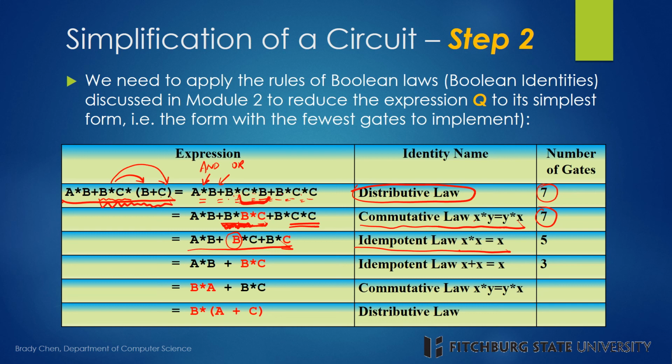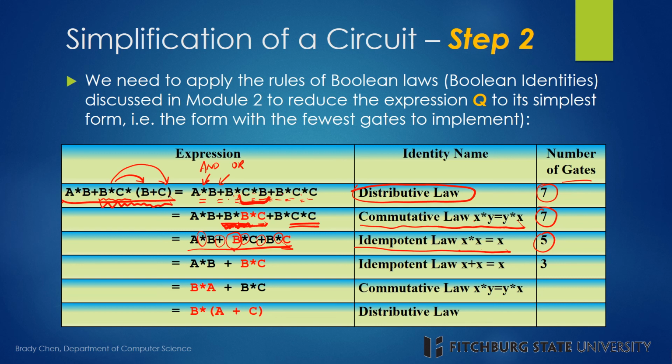Now let's count how many gates here, how many operators here. So we have an AND gate, OR gate, another AND gate, OR gate, another AND gate. So we have 3 AND gates and 2 OR gates. So we have a total of 5 gates. So now let's take a look at these again.